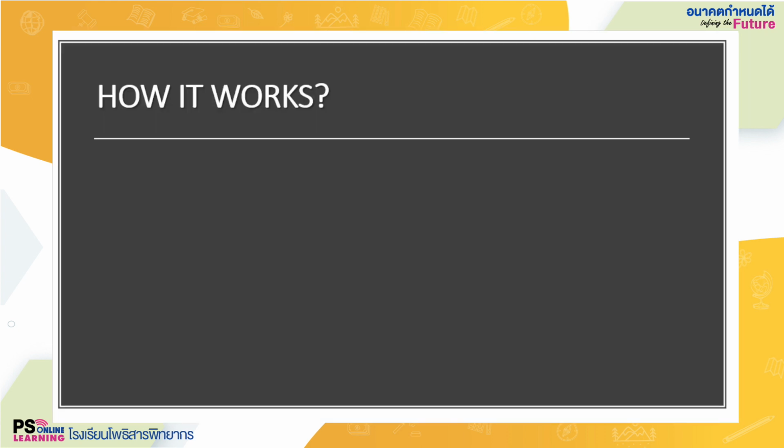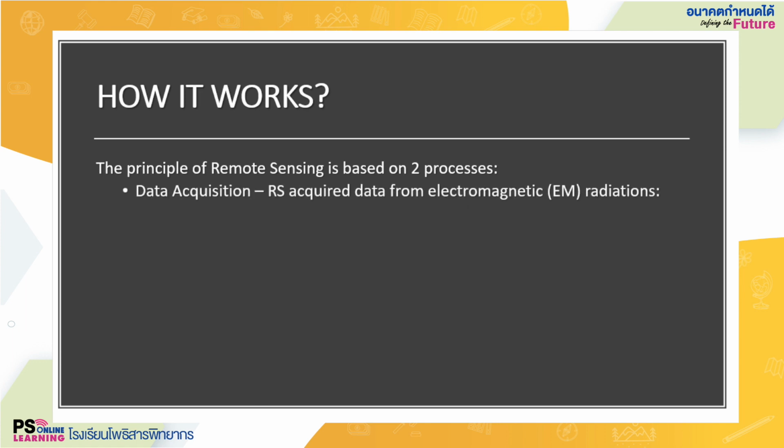So how does remote sensing work? The principle of remote sensing is based on two processes. Number one is data acquisition. Data acquisition is basically the gathering of data, and in this case we focus on geographical data. So RS acquires data from electromagnetic radiations, like we mentioned earlier during the satellite image explanation. So what are these electromagnetic radiations?